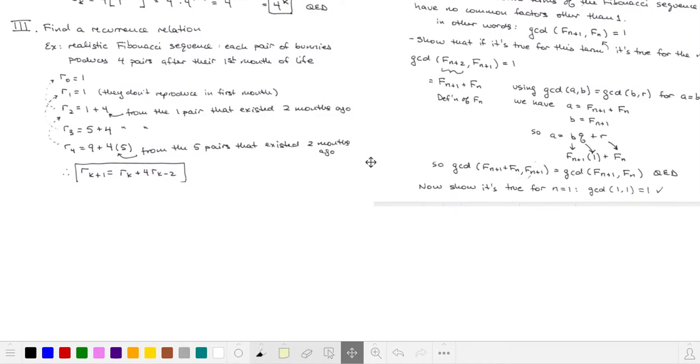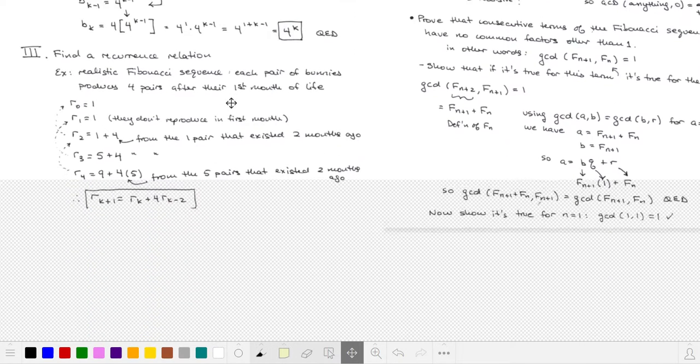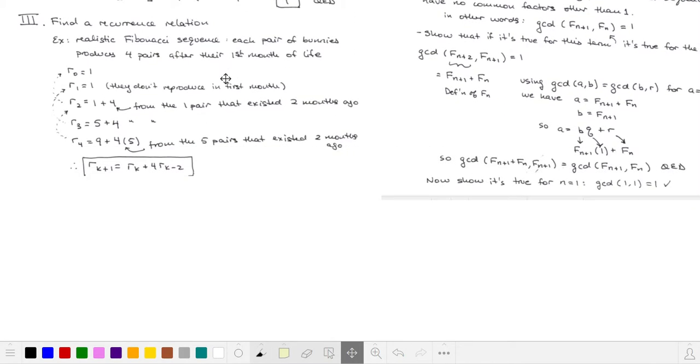Finding a recurrence relation. I should have said recursion relation. This is probably the most difficult part. It requires you to really engage your cleverness. And I wanted to show you one way to do the problem that deals with the realistic Fibonacci sequence.